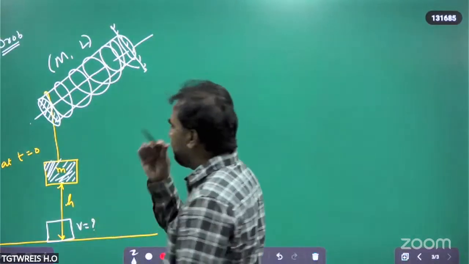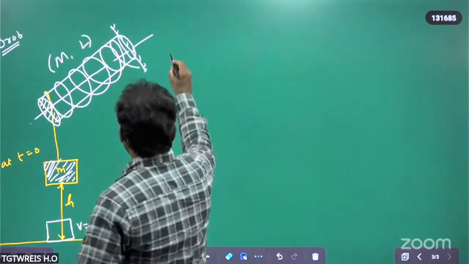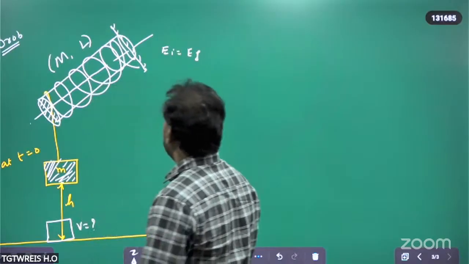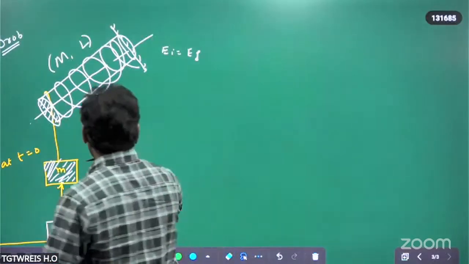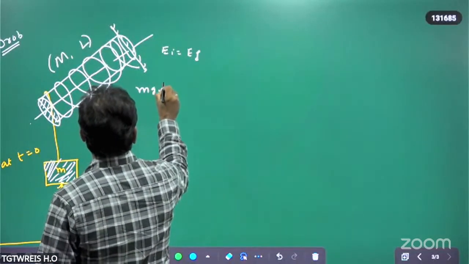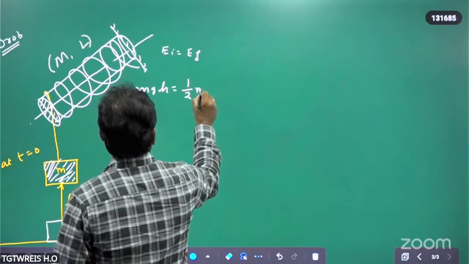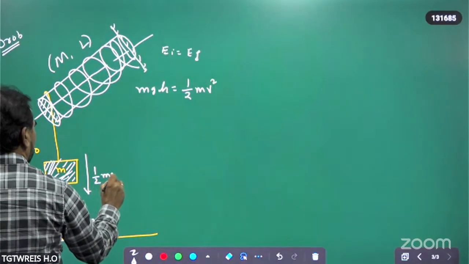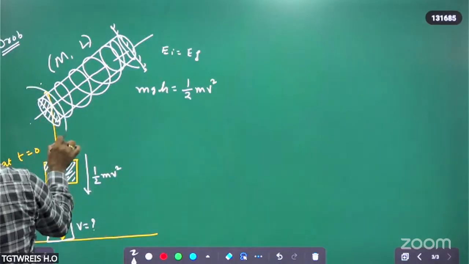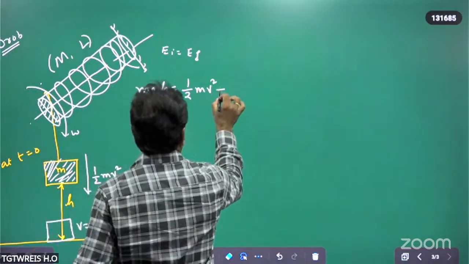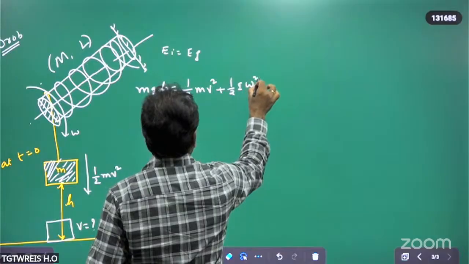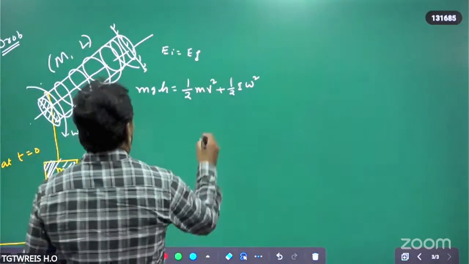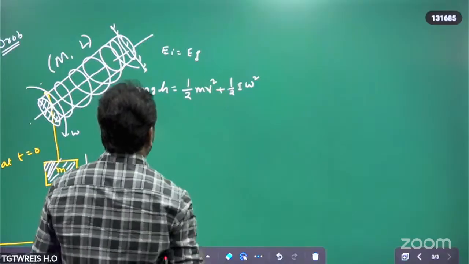Therefore, according to the law of conservation of energy, the initial energy of the system is equal to the final energy, EI equals EF. EI means only mgh. mgh is equal to half mv square, the translational energy of the body, plus rotational kinetic energy, since it is rotating with angular velocity omega, that is plus half I omega square. The total of translational plus rotational kinetic energy of the system remains constant. We have to calculate the value of v here.